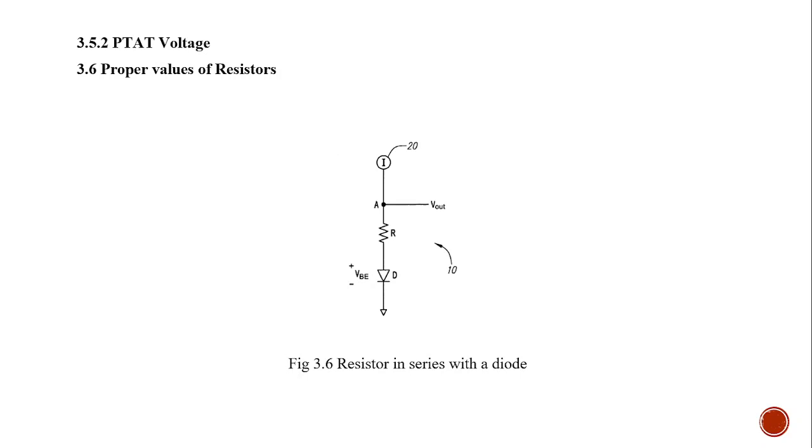Figure 3.6 is an example of a resistor in series with a diode that produces a PTAT voltage. By choosing the value of R appropriately, V will be thermally stable. In other words, V may be made independent with respect to changes in temperature.